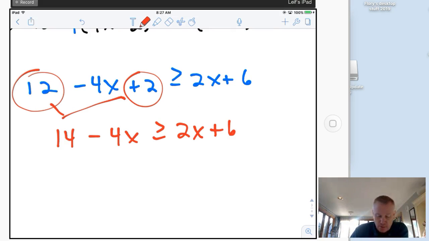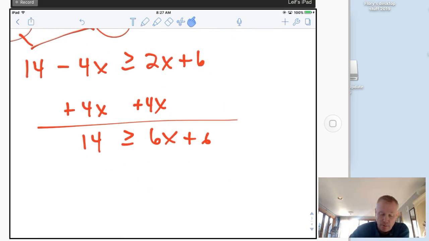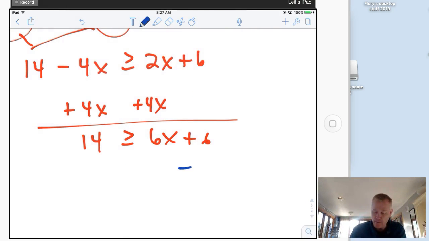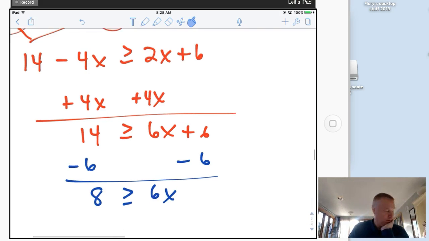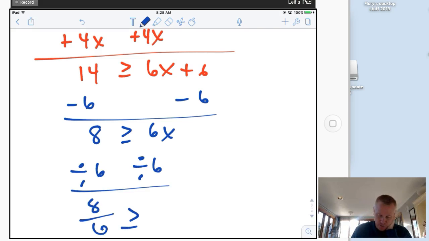Next, I'm going to bring my x's to one side. I think I'll add 4x. 2x plus 4x is 6x, plus 6. Next, I'm going to bring my numbers to the other side. I got my 6x on the right. I want to have all my regular numbers over here. And I get 6x is greater than or equal to 14 minus 6, which is 8. And when I divide by 6, I get 8 over 6 is greater than or equal to x.